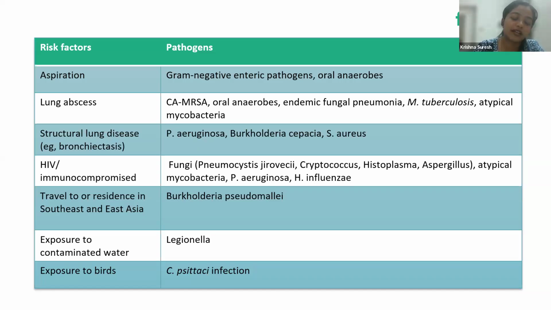In HIV and other immunocompromised patients, they can have a lot of other pathogens such as fungi, which include Pneumocystis jirovecii, Cryptococcus, Histoplasma, Aspergillus, etc. And if a patient is a resident in Southeast and East Asia or reports a history of travel to these areas with exposure to soil, then Burkholderia pseudomallei is a possibility. Burkholderia pseudomallei is the pathogen which causes an infection called melioidosis. If the patient reports exposure to contaminated water, Legionella is a possibility, and exposure to birds is a risk factor for Chlamydia psittaci infection.